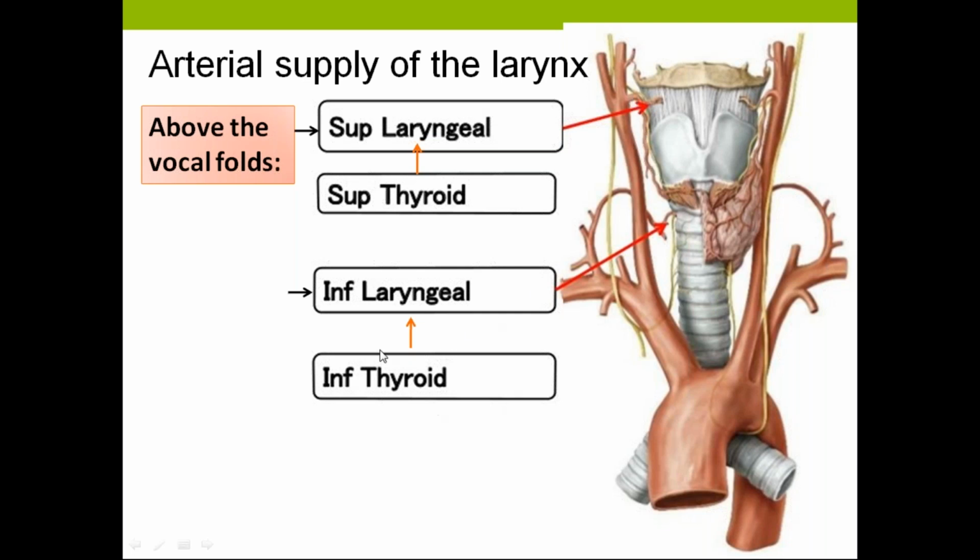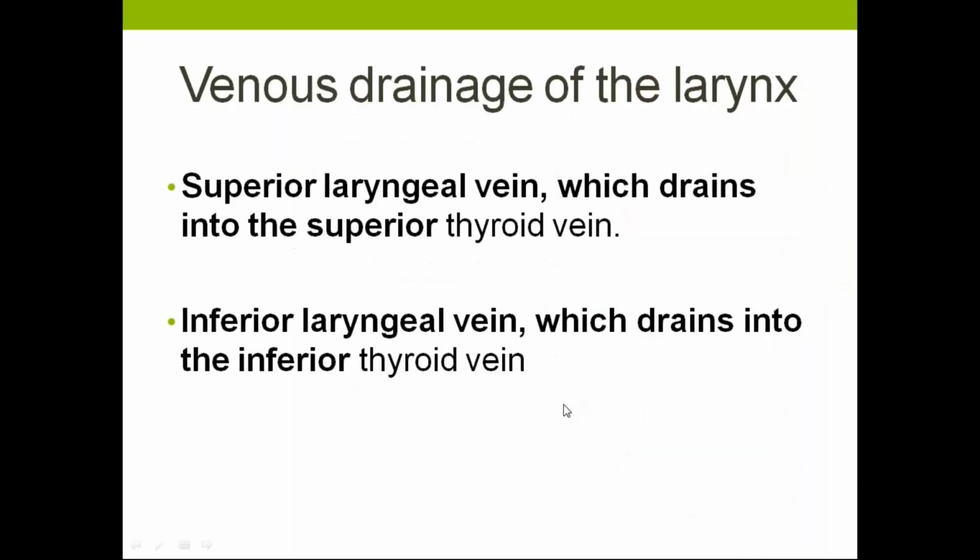Then below the vocal fold, it is supplied by the inferior laryngeal artery, which in turn is a branch of the inferior thyroid artery. Now the venous drainage is the same. The artery is followed by the vein. So the superior laryngeal vein follows the artery, but it drains into the superior thyroid vein. The inferior laryngeal vein follows the inferior laryngeal artery and drains into the inferior thyroid vein.